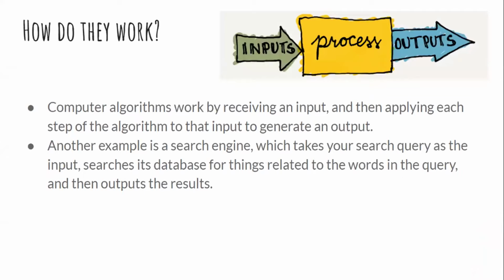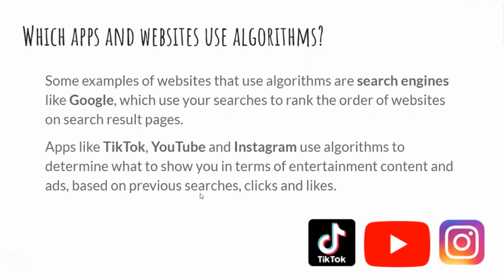How do they work? Computer algorithms work by receiving an input and then applying the step-by-step instructions of the algorithm to that input to generate an output. Another example is a search engine, which takes your search query as input, searches its database for things related to the words in the query, and then outputs the results.